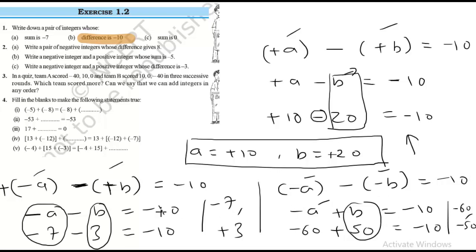Note that in this question we have infinite pairs of solutions. So you can try other questions also. Here both positive and we are taking the difference. Here this is negative, this is positive, we are taking the difference, and here both are negative. I hope you have understood this question. You can try many other pairs on your own.